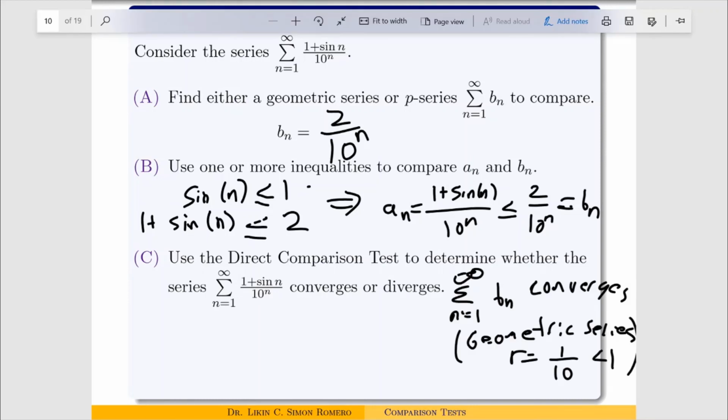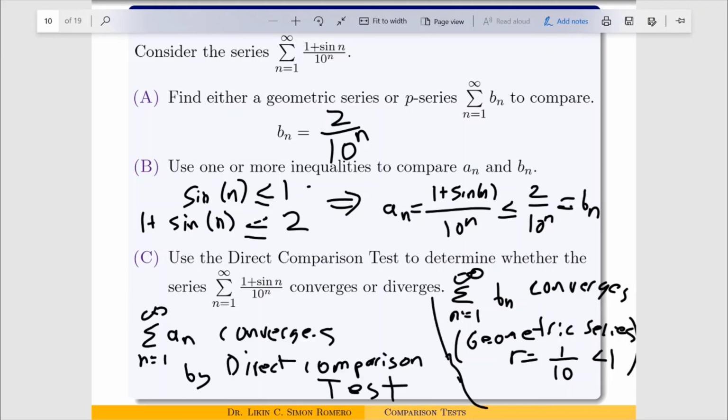And so in part C, we observe that the series n equals 1 to infinity of b of n converges because it is a geometric series with r equals 1/10, which is less than 1. And thus we see that the series n equals 1 to infinity of a of n must also converge by the comparison test.